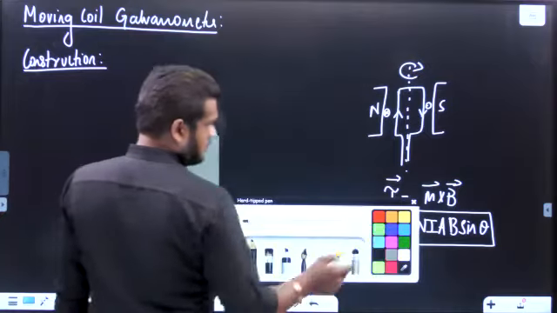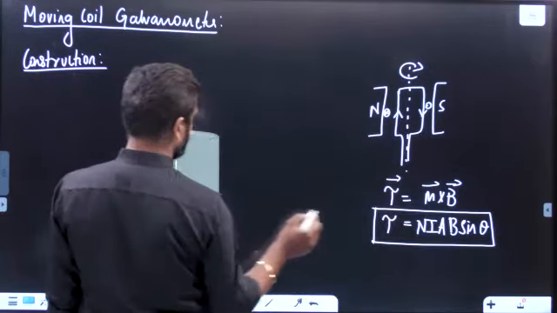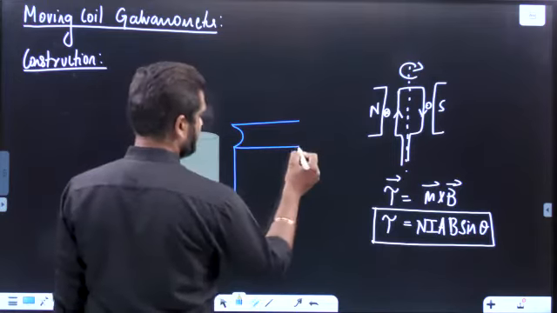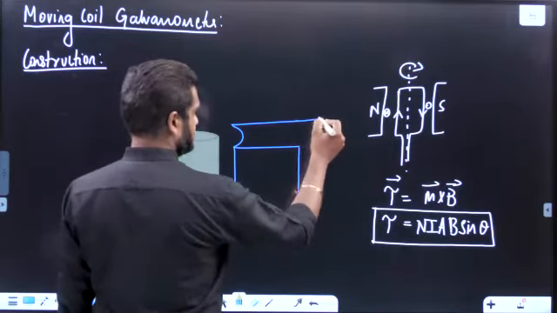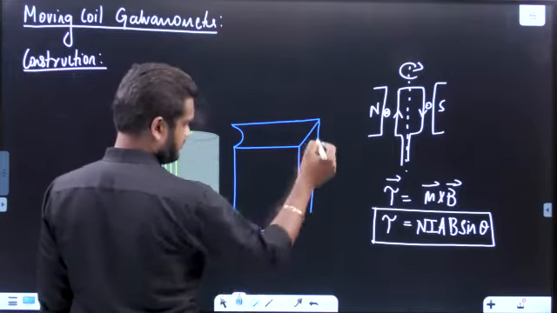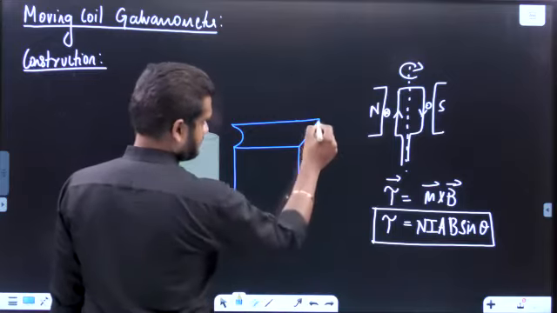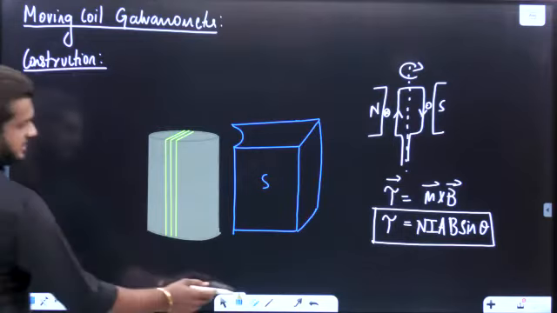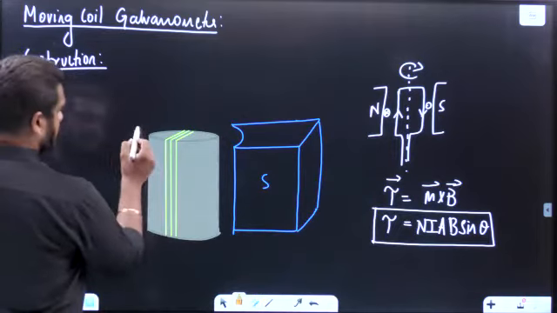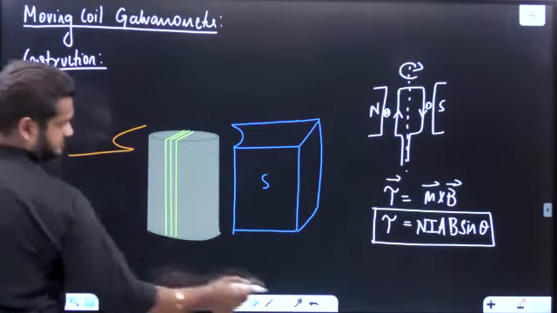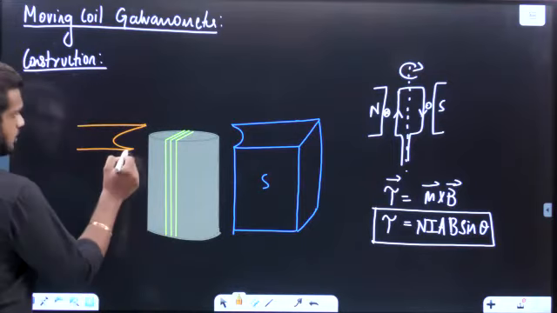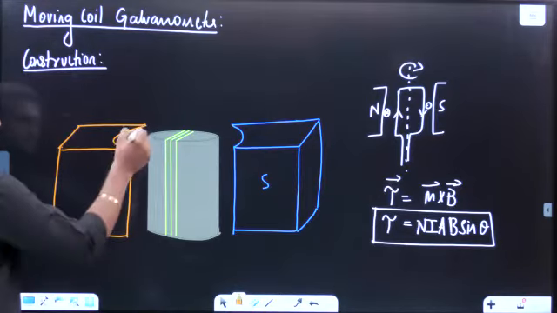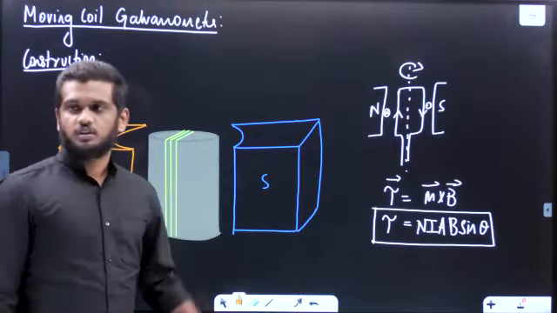Now, on either side of this cylinder, they place poles of a powerful bar magnet, right? Suppose this is one of the faces. Let's say this is the south pole of the bar magnet. On the other side, they place the north pole. What I am trying to draw here is technically a three-dimensional diagram. Hope you are able to figure it out. So this is the north pole. This is the south pole of a bar magnet.